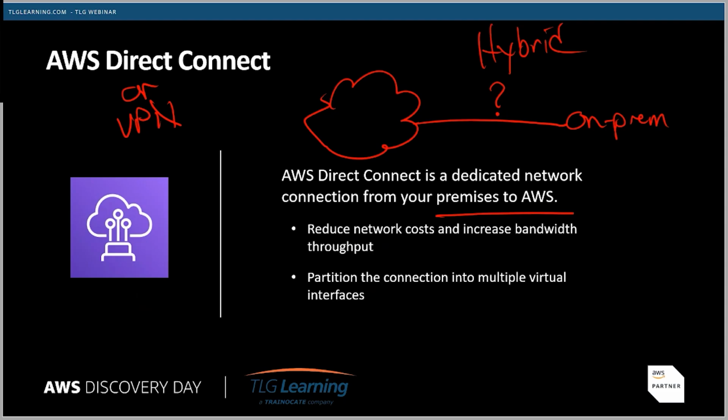Your traffic then would be traversing the internet if you were using the VPN, which might not be desirable from a security standpoint. And you don't get a guaranteed level of performance either. Your performance with the VPN would depend upon internet congestion. And Direct Connect, of course, gets around that, eliminates that issue because it's a dedicated private connection dedicated to you.